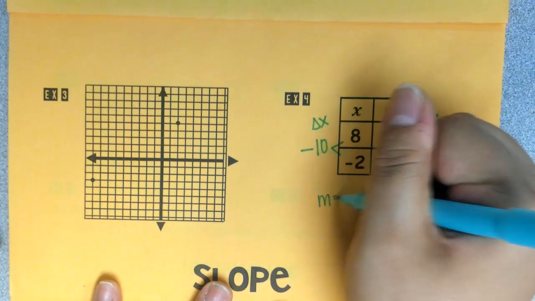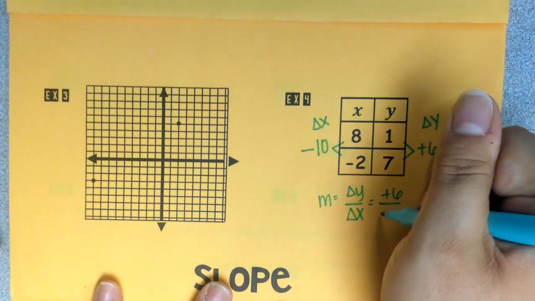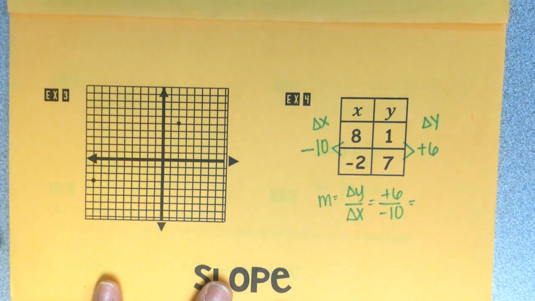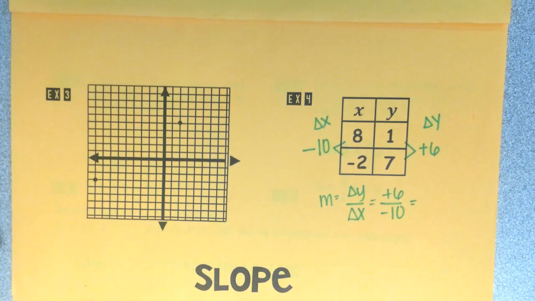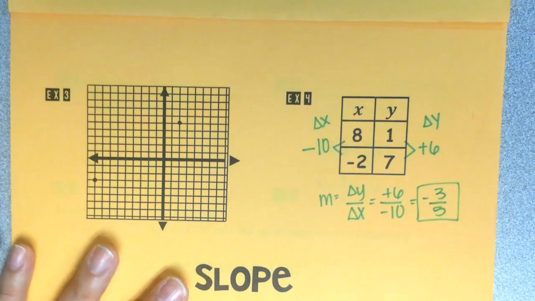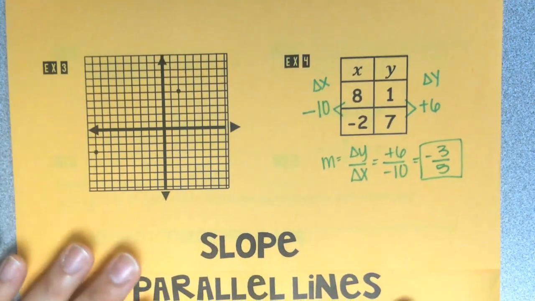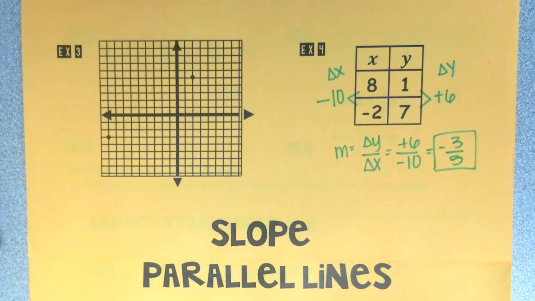And then to find my slope, I'm going to do delta y over delta x. So what is +6 divided by -10? Hey, by the way, in Desmos, if you get a decimal, what do you do? Click the fraction bar. -3 over 5 is my answer. Do I have any questions so far? We're okay? All right, last but not least, this is just 2 points.